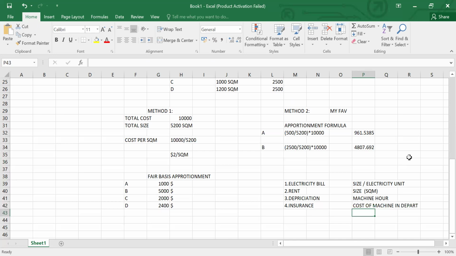At the moment I'm remembering four, but definitely when you practice, you will see two, three more as well. You will come to know that these are some bases of apportionment that remain the same every time.